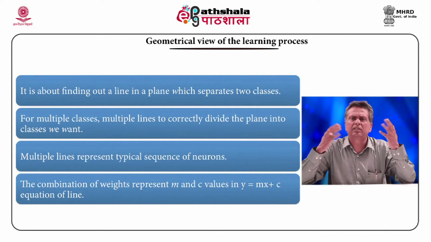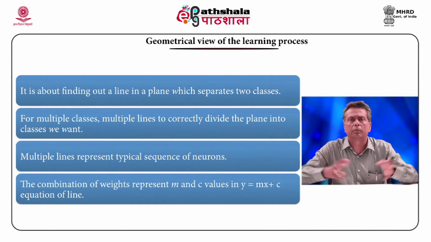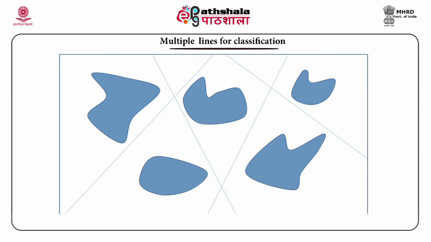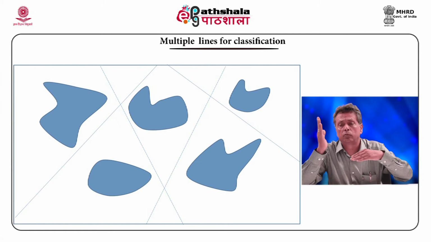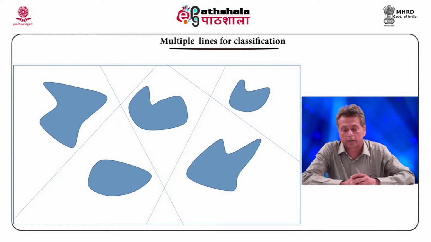If you have A, B, C, there are multiple classes, so we need multiple lines, and for that we need multiple neurons. Once the lines are properly drawn, the figure talks about a case where there are 1, 2, 3, 4 lines which are drawn in a way that they can separate 5 different classes. If you get those lines right, it will be able to identify. So basically the learning process is moving that line to its right position which can separate the regions which describe a class.